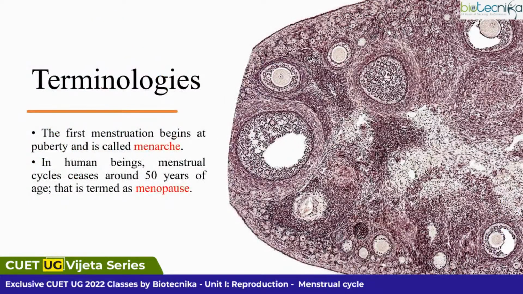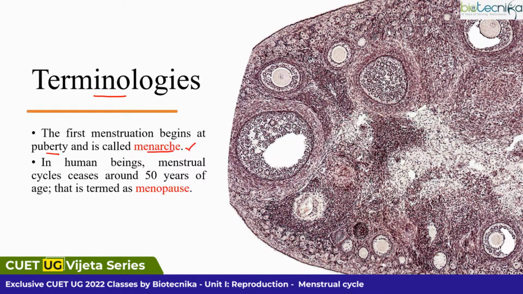Okay, so first let's see two terms over here. The first term is menarche, right? So what is menarche? Menarche is the first menstruation which begins at puberty. So when the menstruation cycle starts at puberty, the first time it occurs, that is known as menarche, right?